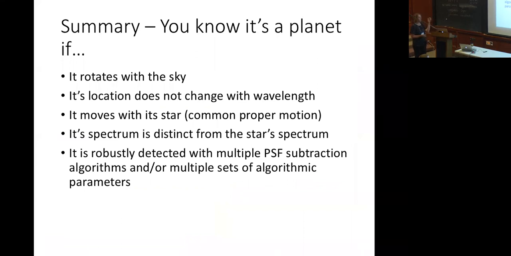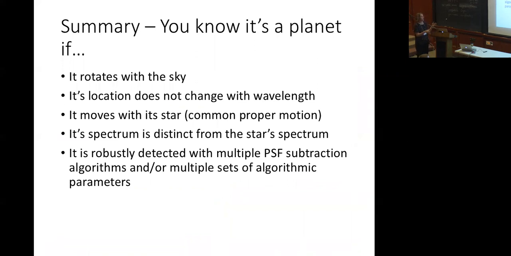It should rotate with the sky if you're doing ADI. It shouldn't change its location with wavelength, unlike the speckles. That's going back to the movie where the planet stayed the same and the speckles were moving in and out. It should move with its star, so it should have common proper motion. Its spectrum should be distinct from the star's spectrum because it should be a much cooler object.